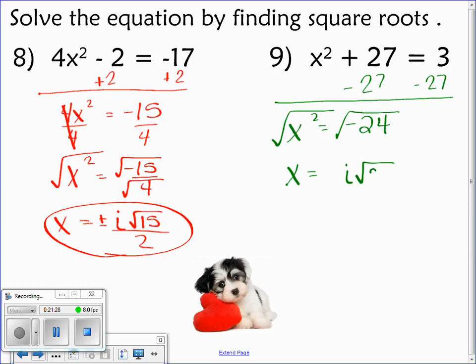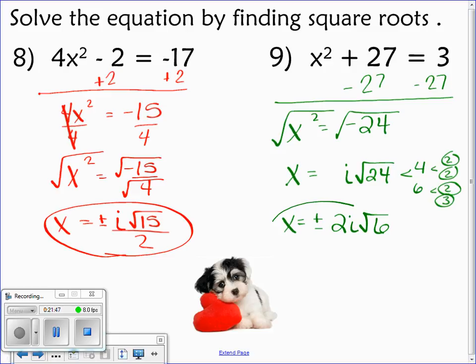Okay, so I radical 24. Can you simplify the 24? All right, so that's 4 and 6, 2 and 2, 2 and 3. So what do we get there? Good. 2I radical 6 plus minus. Can you see how that plus minus will be the death of some of you? Yeah, remembering to put that on there.